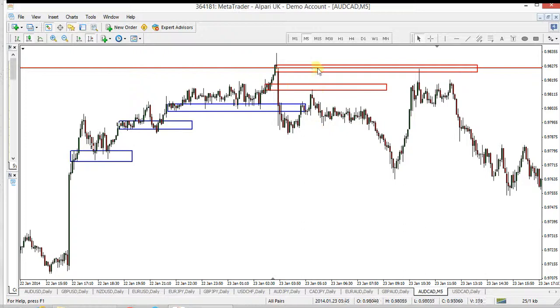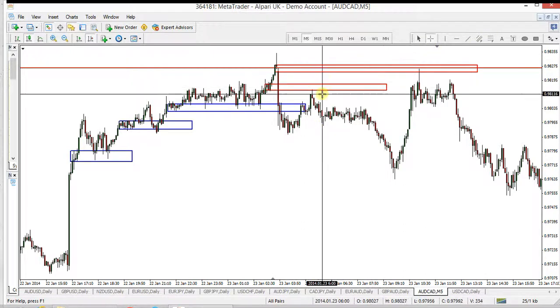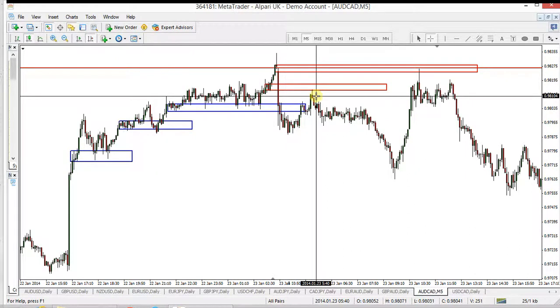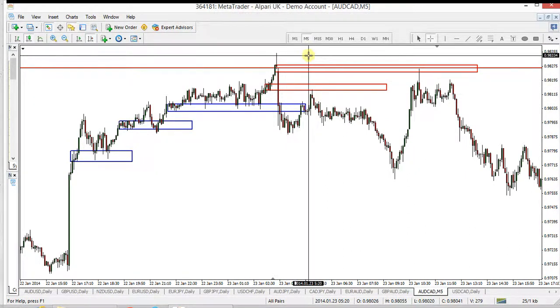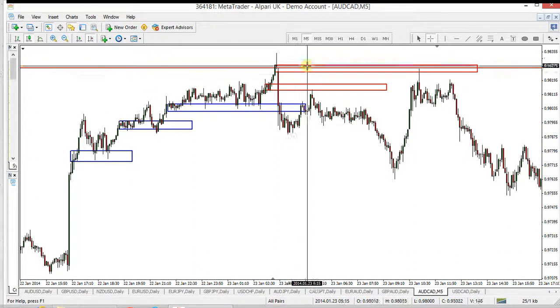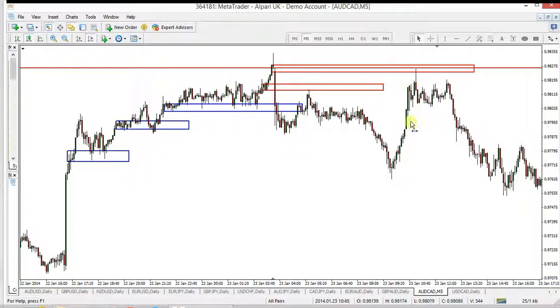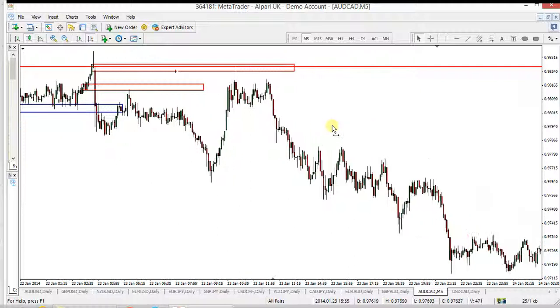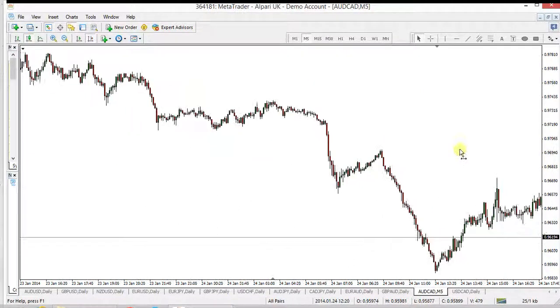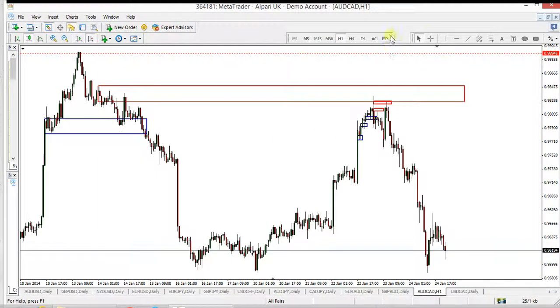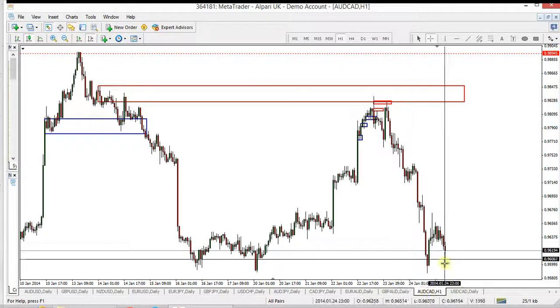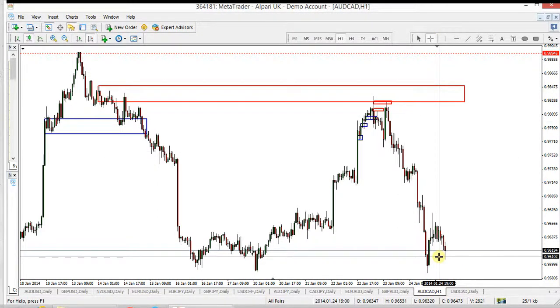So my entry was around here. So I set a limit order for that price. Now my stop was up above the H1 level, so price never came anywhere near my stop, although I was in drawdown for a little bit. And after that, you can see price just fell and fell and fell. And from my entry down to take profit, I took profit around here.